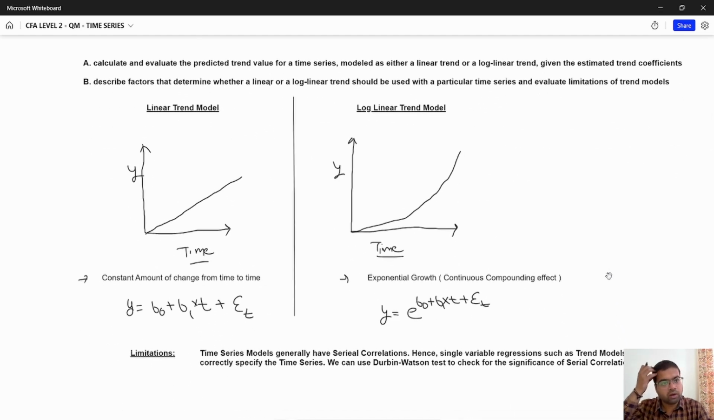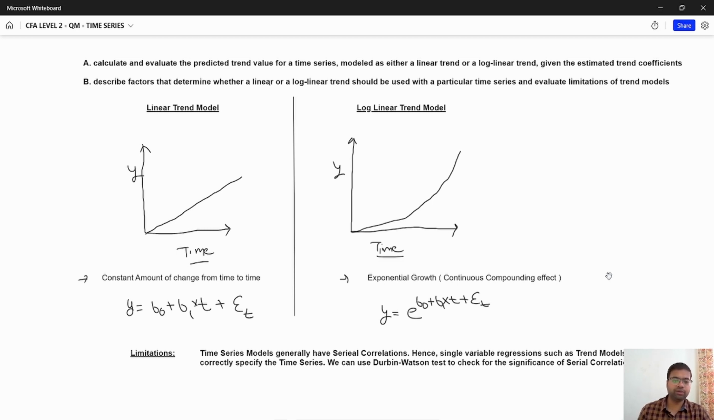The first learning outcome statement is to calculate and evaluate the predicted trend value of a time series modeled either as a linear trend or a log linear trend. The second statement is to describe factors that determine whether a linear or a log linear trend should be used with a particular time series, and evaluate limitations of trend models. So let's discuss what's the difference between a linear trend model and a log linear trend model.